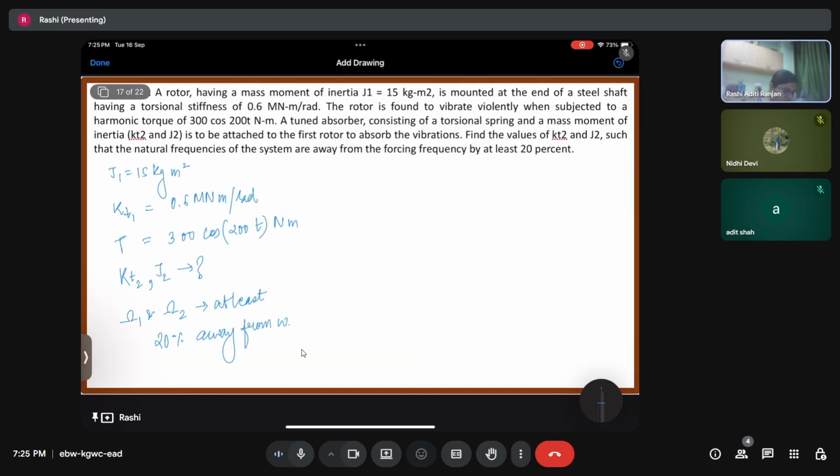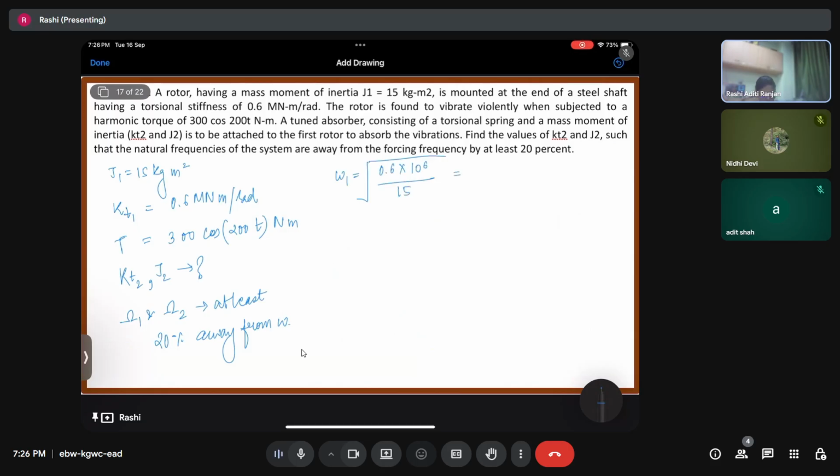Anyways, as it is written in the question that the rotor is found to vibrate violently when subjected to this harmonic torque, which has omega as 200, so omega is definitely going to be the natural frequency of the first system. Anyways, we have stiffness and moment of inertia given, so we can calculate omega 1 as under root of k by m, which is 0.6 into 10 to the power 6 divided by 15.